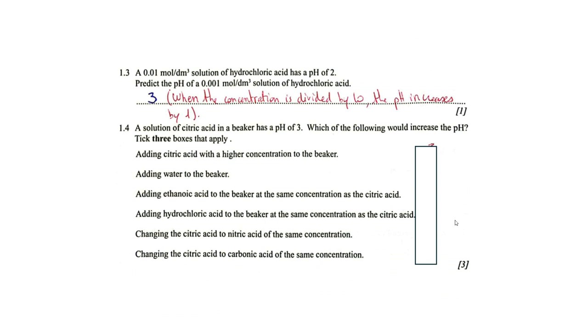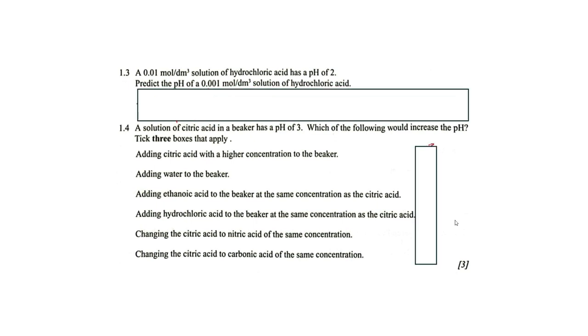A solution of citric acid in a beaker has a pH of 3. Which of the following would increase the pH, would make it less acidic? Tick 3 boxes that apply. Adding citric acid with a higher concentration to the beaker, that would make it more acidic, so lower pH. That's not good. Adding water to the beaker, that would decrease the concentration of H+, so it would increase the pH, making it less acidic. That would be good.